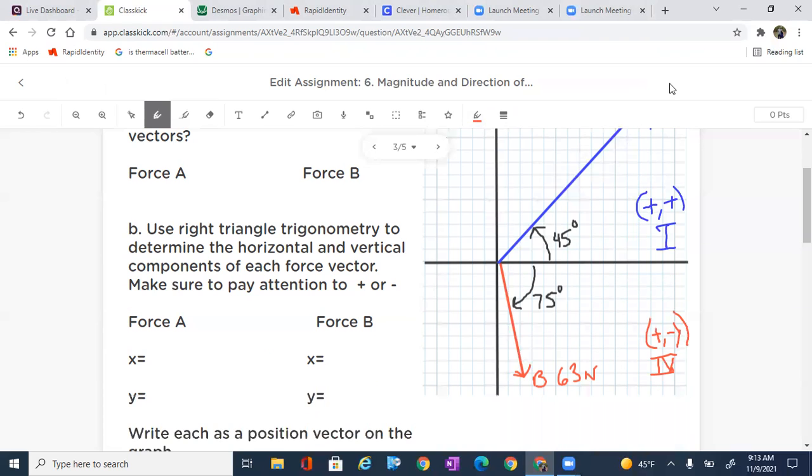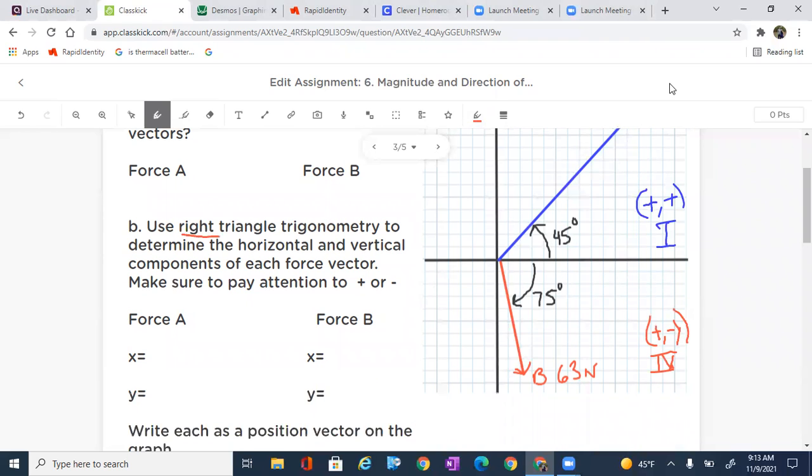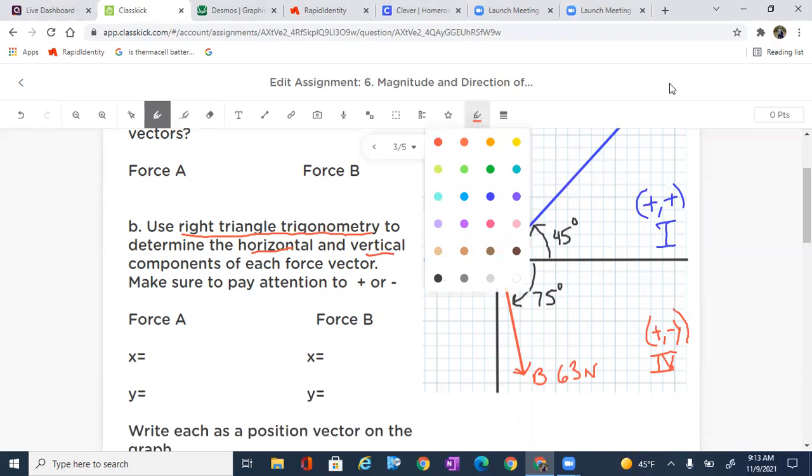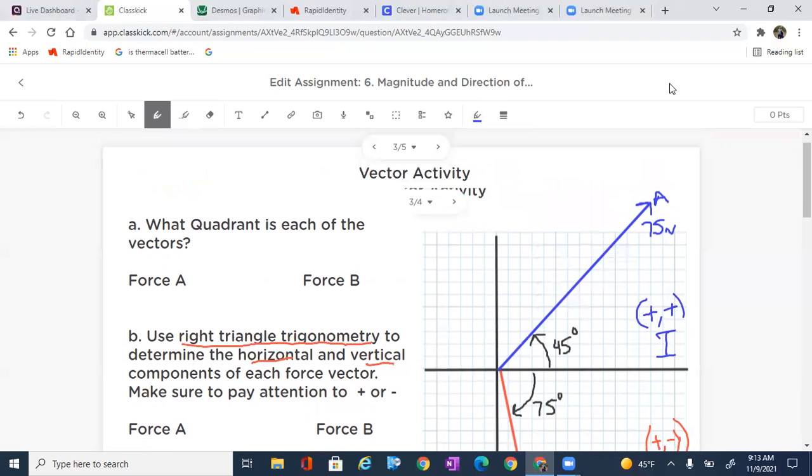After that, we're going to go ahead and break into right triangle trigonometry. And we're going to do that to find our horizontal and vertical components of each one of those forces. So let's go ahead and look at force A first. Okay, if we look at force A, I'm going to break it into a right triangle.